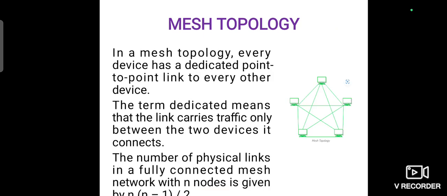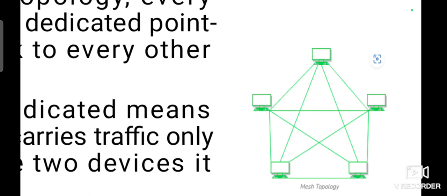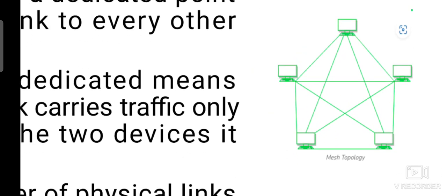The next one, mesh topology. In a mesh topology, every device has a dedicated point to point link to each other. The term dedicated means that the link carries traffic only between the two devices connected. The number of physical links in a fully connected mesh network with n nodes is given by n into n minus 1 divided by 2. For example, in this diagram, there are 5 devices.